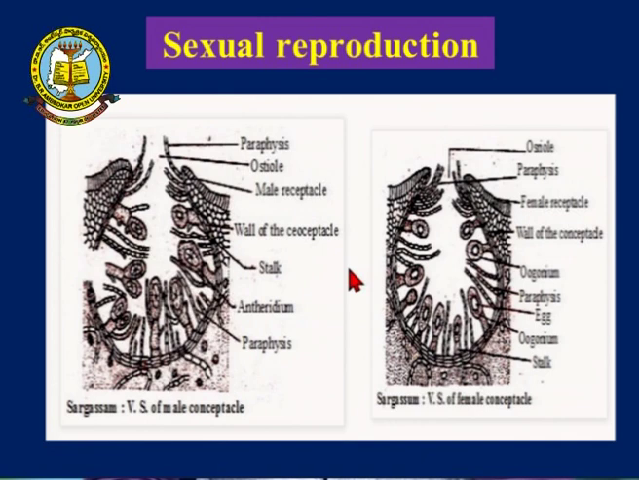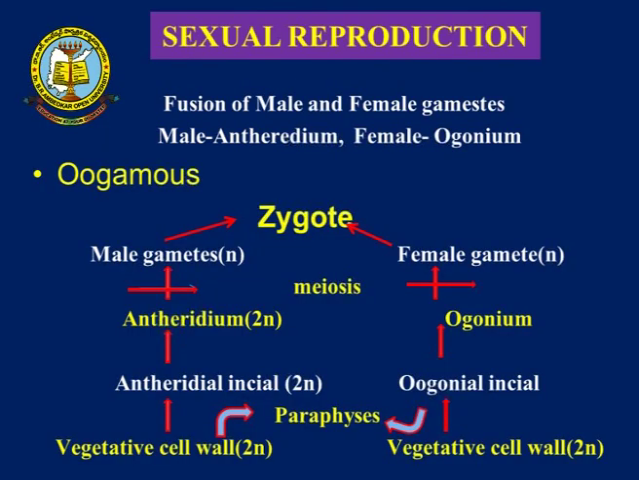Another important point about Sargassum: in Oedogonium the plant is haploid, which means only one set of chromosomes. After formation of the diploid zygote, the zygote undergoes meiosis and again forms haploid spores. But in Sargassum, after formation of the zygote, there is no meiotic division. The diploid zygote undergoes mitotic division and develops into a diploid Sargassum plant. That is the variation.